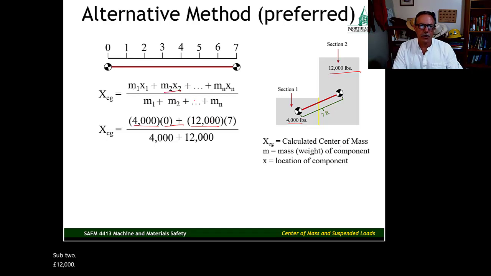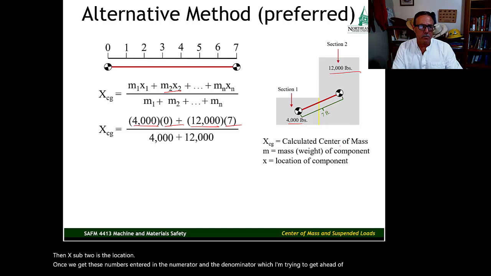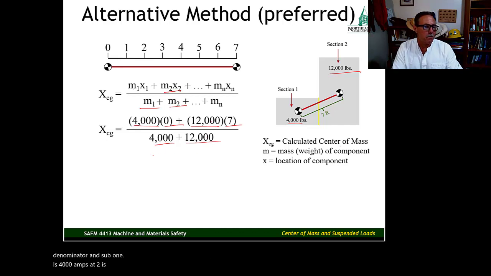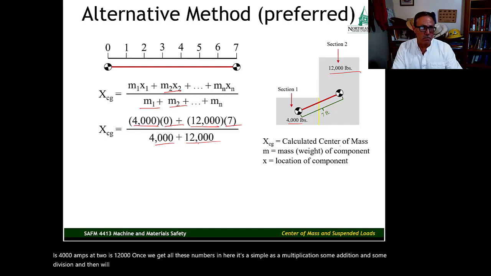Then X sub 2 is the location, 7. Once we get these numbers entered in the numerator and the denominator, the denominator, M sub 1, is 4,000, M sub 2 is 12,000. Once we get all these numbers in here, it's as simple as some multiplication, some addition, and some division. And then we'll have the location for our center of gravity.